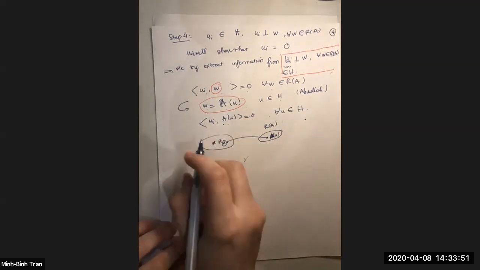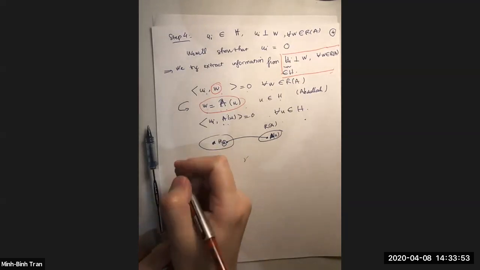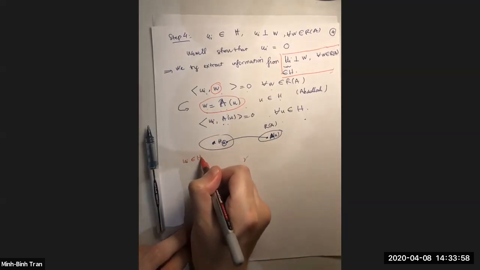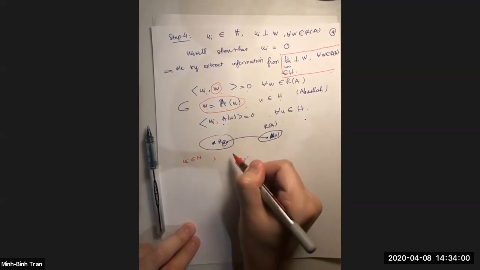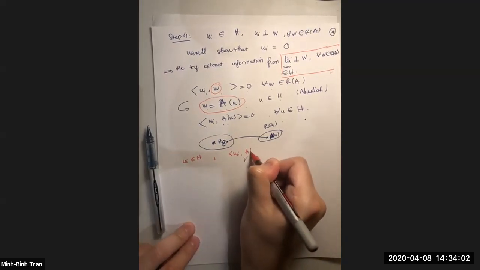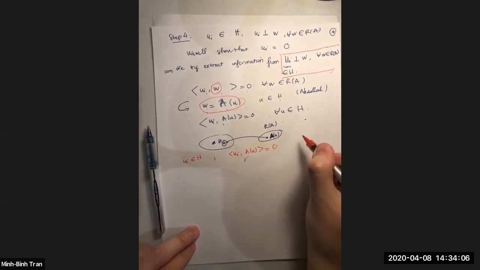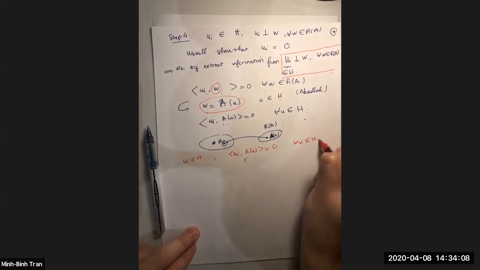So I write out the information that I just extracted. So you have u_i, which is an element of H, right? And this u_i has a very strange property. If you take the inner product of this u_i with Au for all of the u in H, it's going to give you 0.